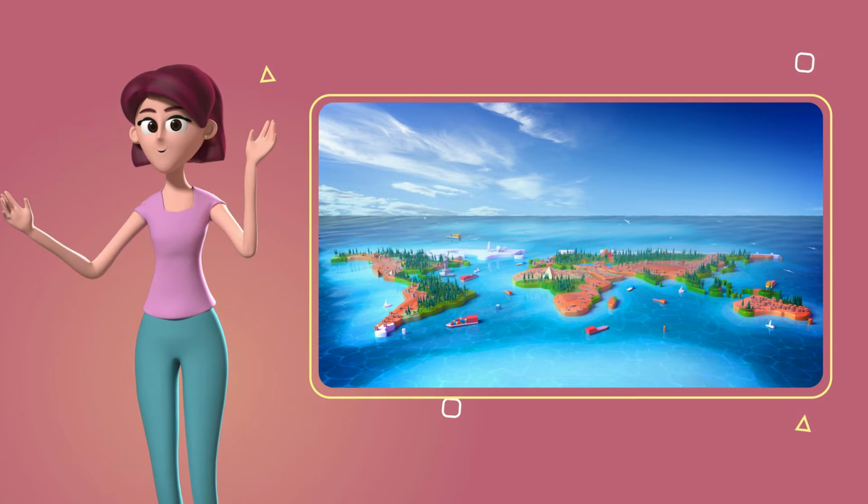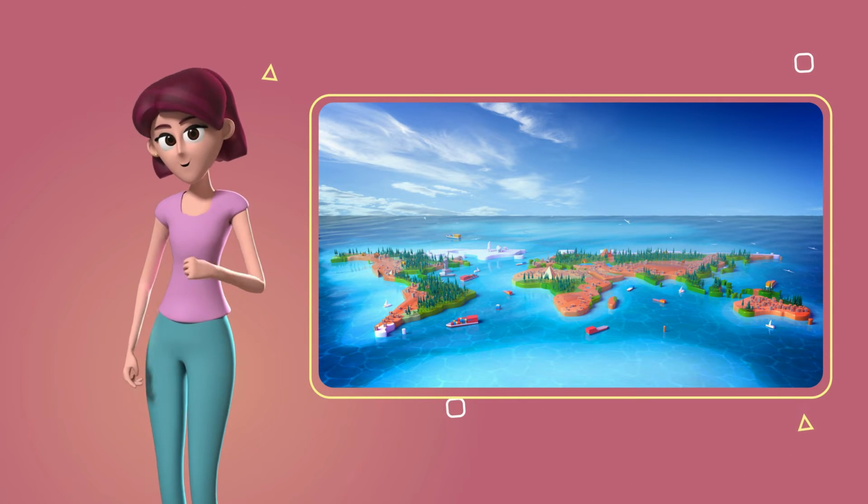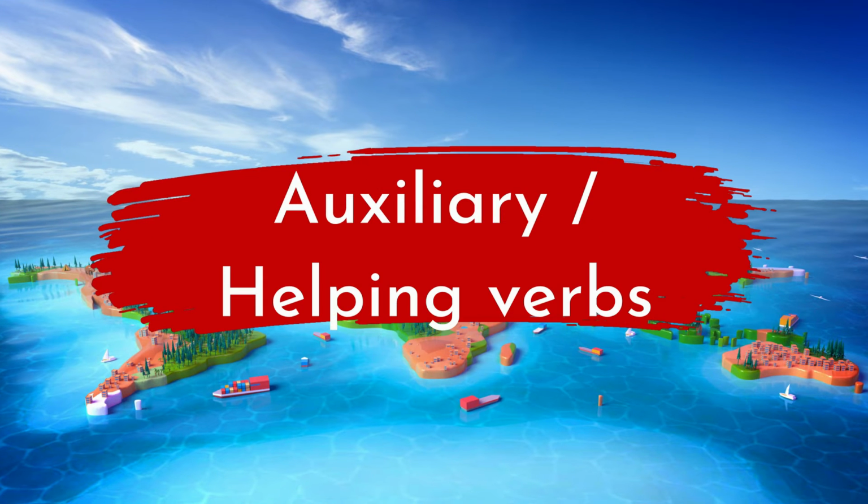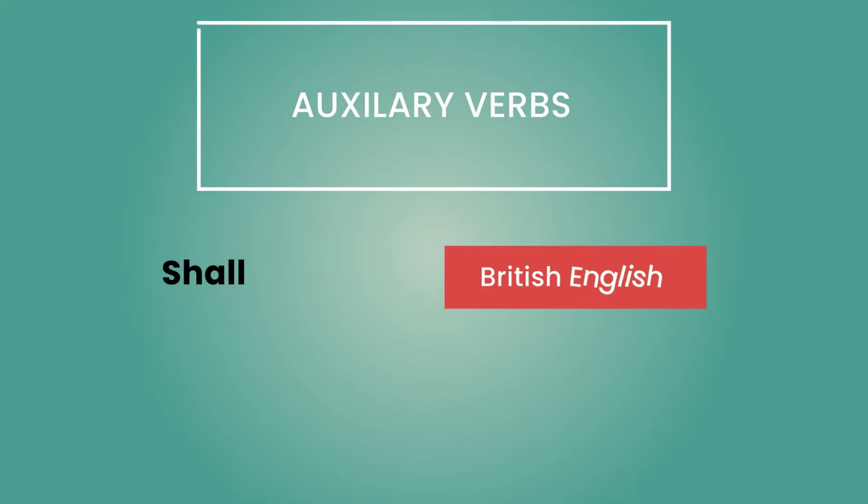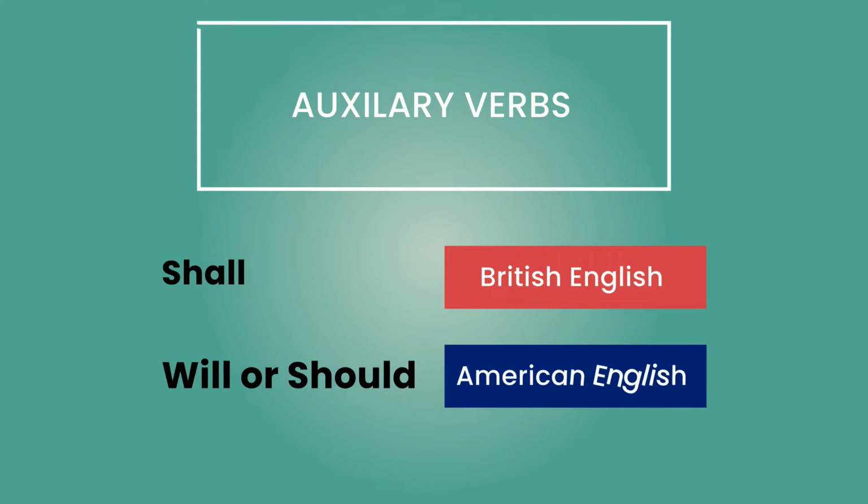Another grammar difference between American and British English relates to auxiliary verbs. Auxiliary verbs, also known as helping verbs, are verbs that help form a grammatical function. British people are more likely to use formal speech, such as shall, whereas people from the US prefer informal phrases, such as will or should.